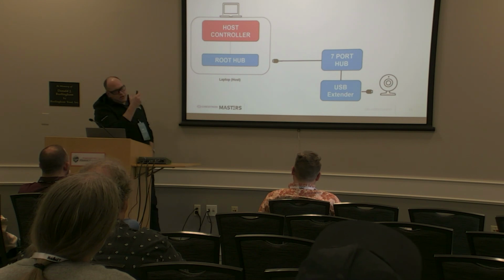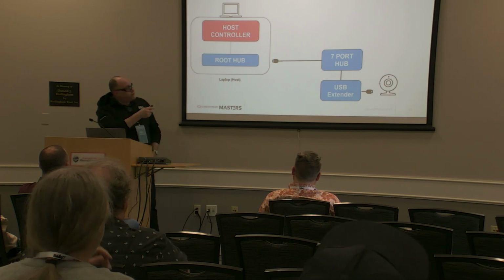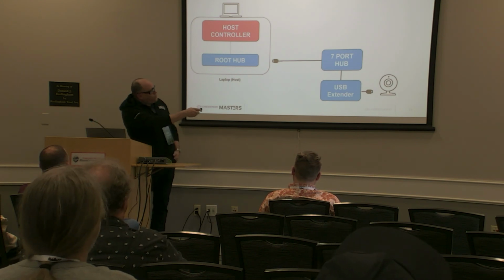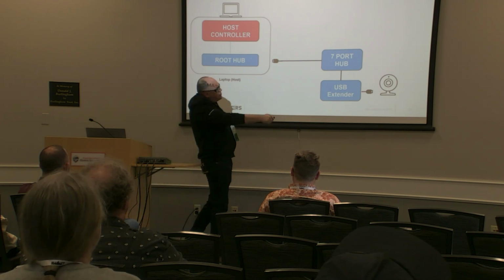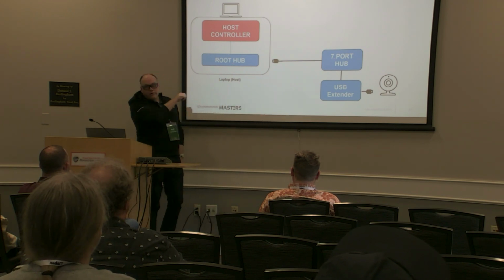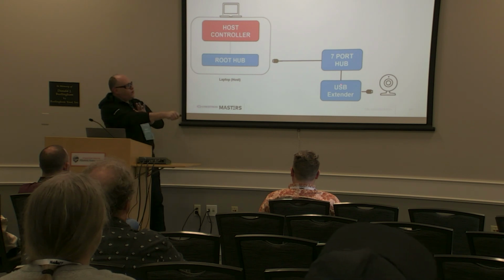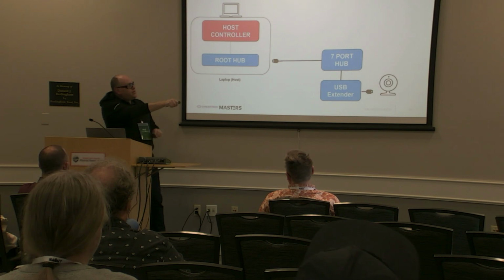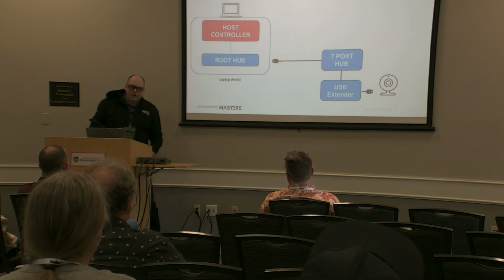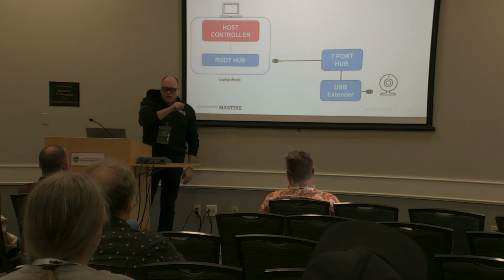So how many tiers are we at now? If we plug into the first port of that 7-port hub, we're at 1, 2, 3, 4, right? But if we plug into the last port, then we're at 1, 2, 3, 4, 5. And you can find out, but you can't know, or your users aren't going to know. They're not going to understand.